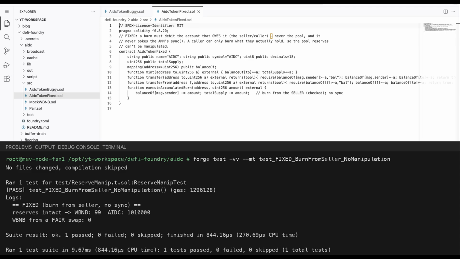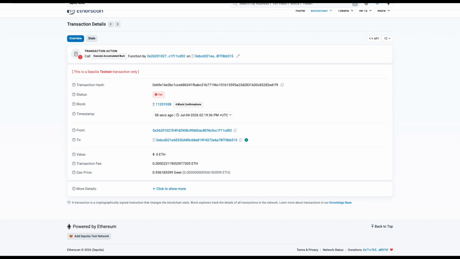Same attacker. Now the burn tries to destroy the pool's AIDC, but it comes out of the attacker's own balance and they don't own nearly that much, so it reverts. The reserves stay intact, and a swap of 10,000 AIDC returns about 1 WBNB, the fair price. No manipulation, no drain. And the fix on chain as well. The same burn call on the fixed token. Status fail. It can only burn the seller's own coins and there aren't nearly enough, so it reverts. The pool is never touched.